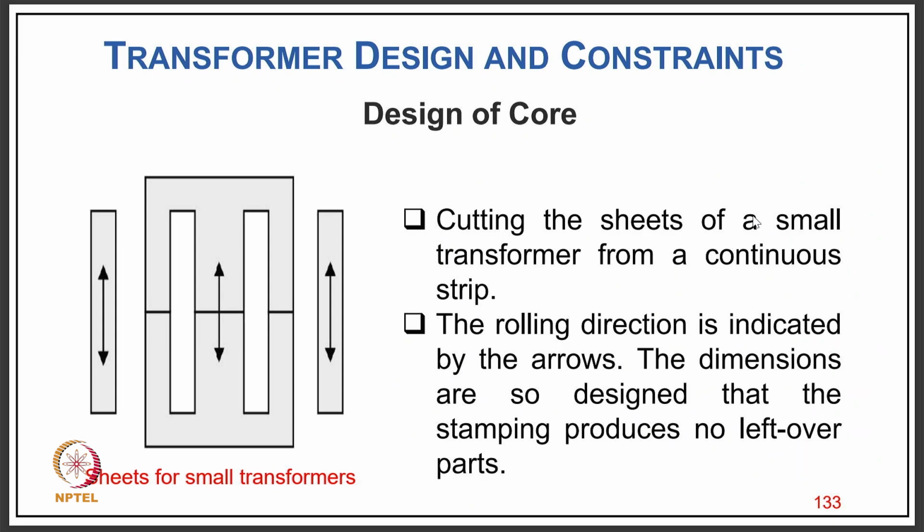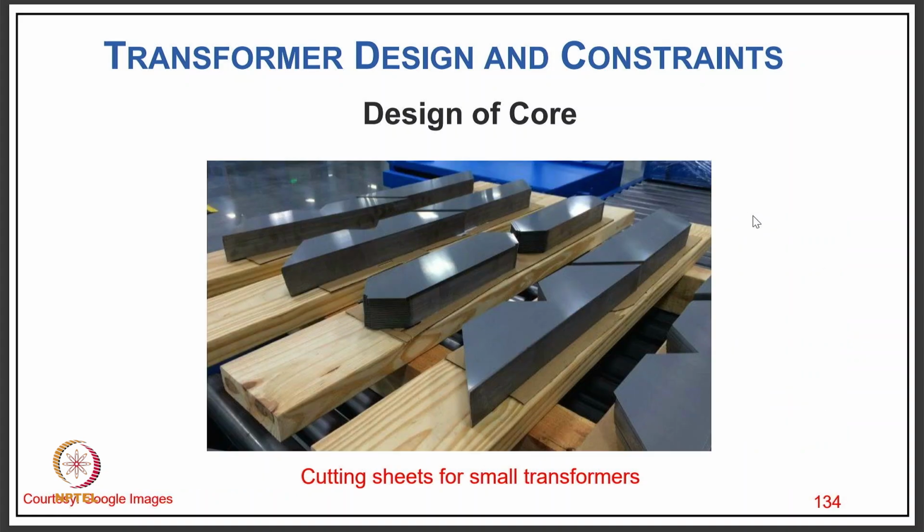So you can see the sheet for a small transformer, as you can see the laminations, cutting the sheets of a small transformer from a continuous strip. The rolling direction is indicated by the arrow, and dimensions are so designed that the stamping produces no leftover parts, or wastage is minimum. So this is how the cutting steel of a small transformer looks like.